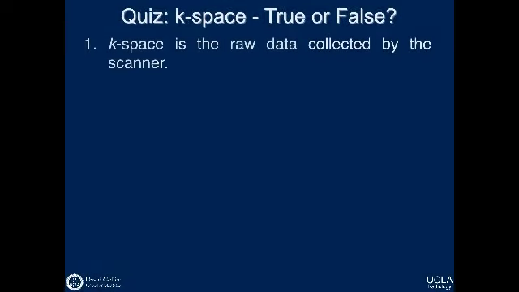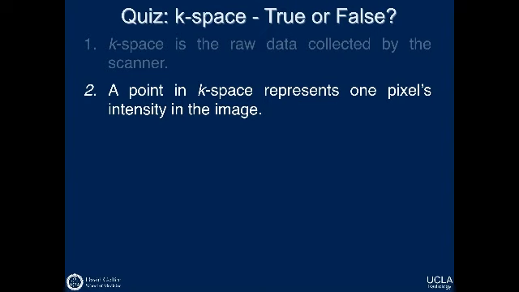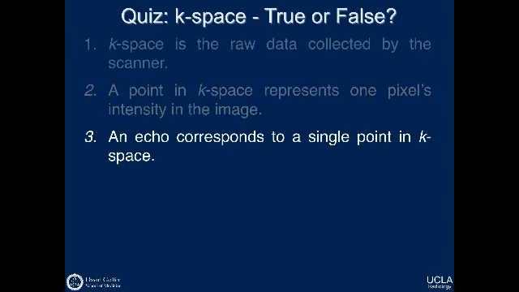Okay, so a quick true-false. K-space is the raw data collected by the scanner. True or false? True. A point in K-space represents one pixel's intensity in the image. Does a point in K-space tell you about a pixel? No, there's not a one-to-one mapping that way. It's this really unusual mapping where a point in K-space tells you about a pattern in an underlying image. These wavy patterns, spatial frequency patterns. So false.